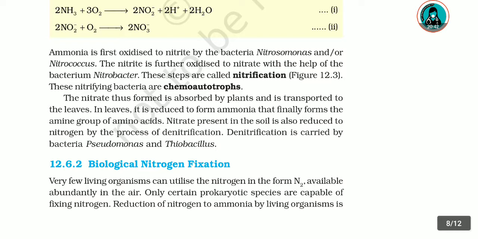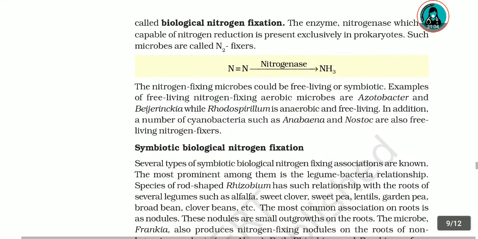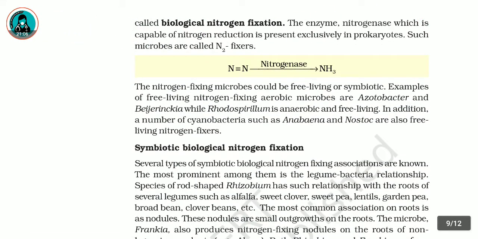12.6.2 Biological nitrogen fixation. Very few living organisms can utilize the nitrogen in the form of N2, or dinitrogen, available abundantly in the air. Only certain prokaryotic species are capable of fixing nitrogen. Reduction of nitrogen to ammonia by living organisms is called biological nitrogen fixation. The enzyme nitrogenase, which is capable of nitrogen reduction, is present exclusively in prokaryotes. Such microbes are called dinitrogen fixers or nitrogen fixers.